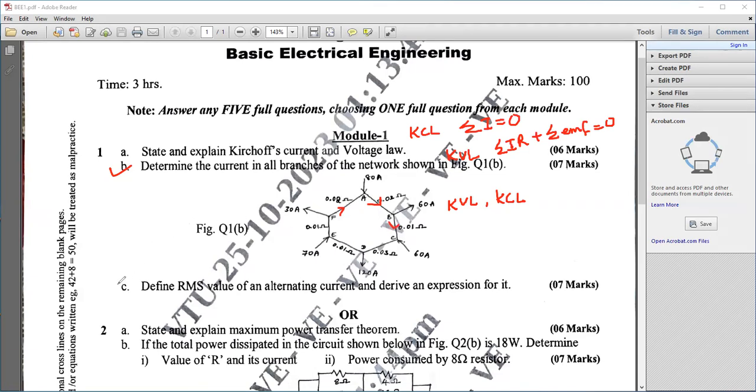If I talk about question number 1C, define RMS value. You have to write the definition of RMS value. For example, IRMS equals IM by root 2, or VRMS equals VM by root 2. This expression you are supposed to reach. So the definition with a suitable example you have to explain.